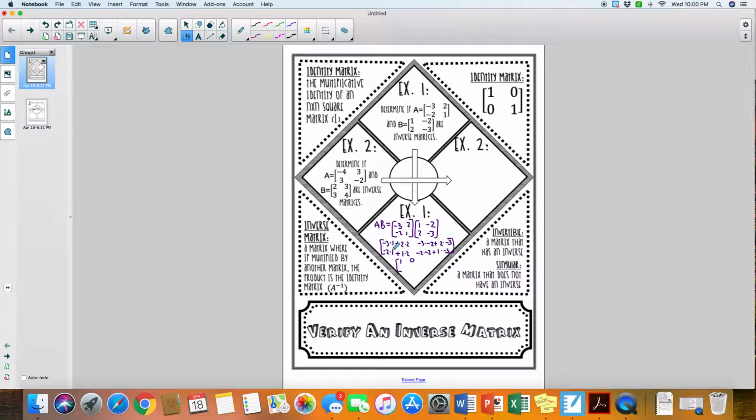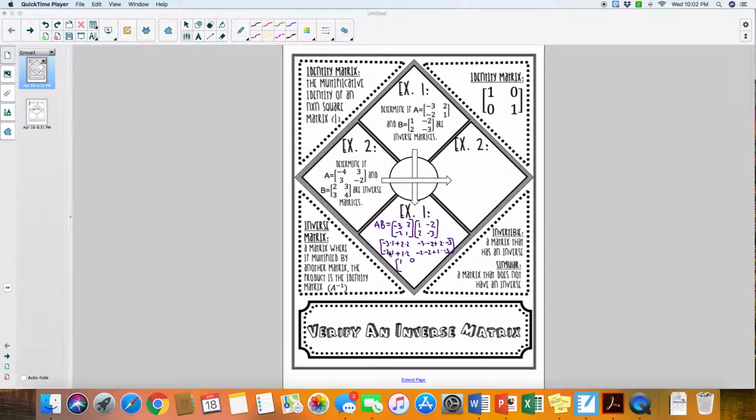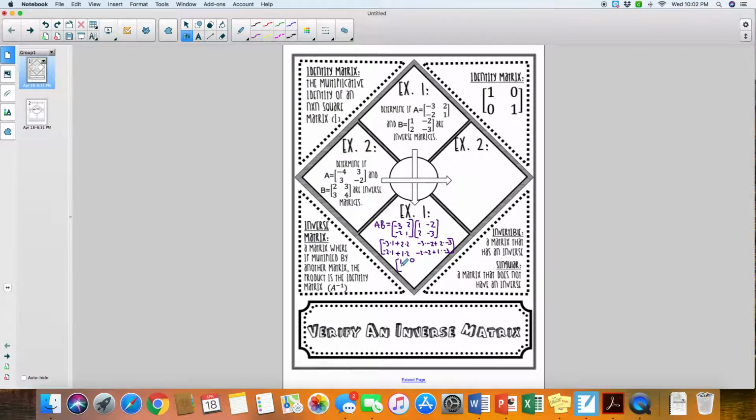Negative 2 times 1 is negative 2. 1 times 2 is positive 2. Negative 2 and positive 2 is 0. All right, so then for the last element, I get negative 2 times negative 2, which is positive 4. 1 times negative 3, which is negative 3. 4 and negative 3 is 1. All right, so I get the identity matrix. So therefore, I do know that B is an inverse of A.